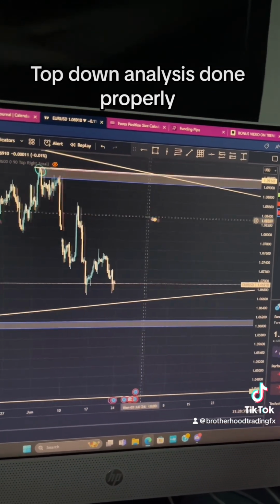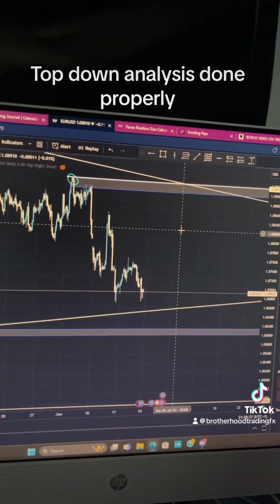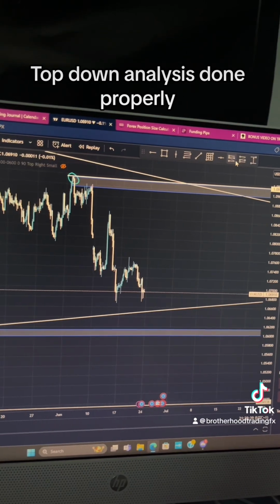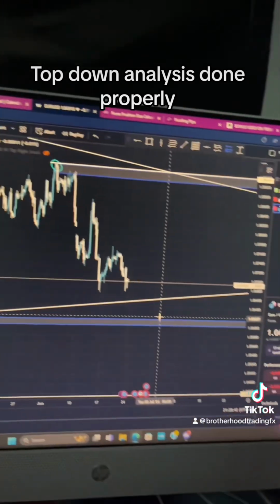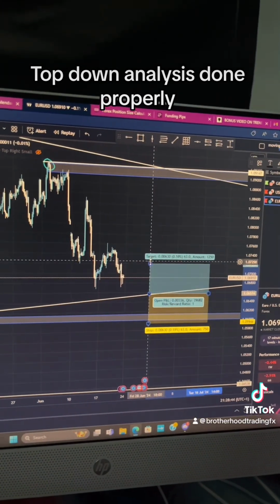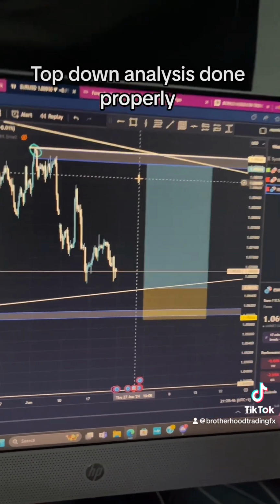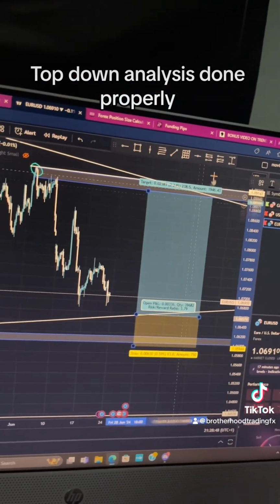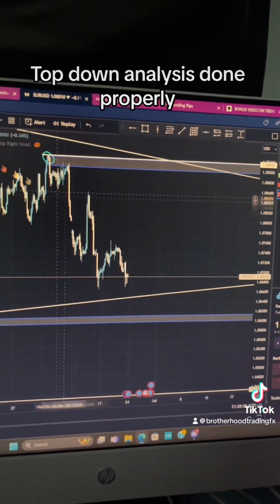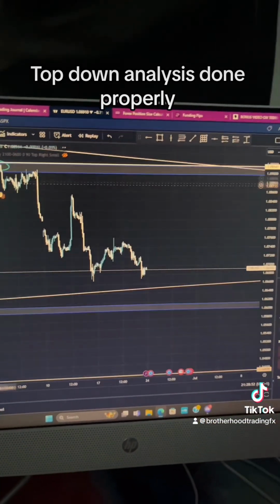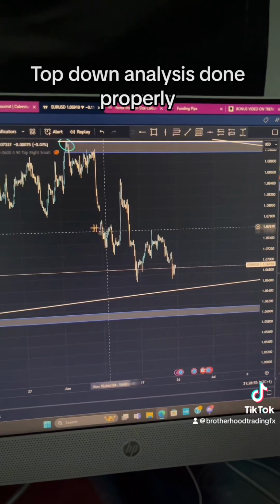Even here, if price was to come back up to this trend line, tap into it again, and then drop, or even break through after another tap into this trend line, that's 238 pips. That's crazy. Just using higher time frame bias. Keep coming down, keep just looking at the trend.